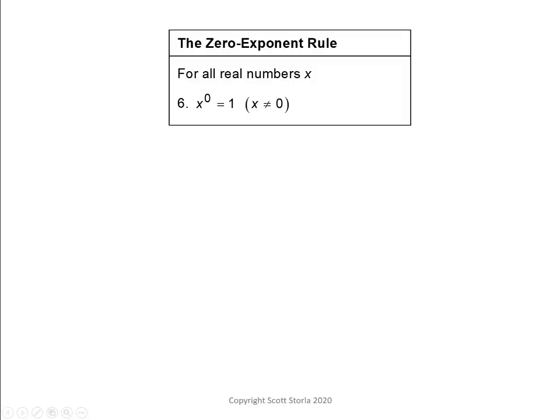Now let's look at a rule that people at first find pretty confusing. That is, if your base has an exponent of 0, you can replace that with the number 1. For instance, to simplify this expression, I can simply replace it with 1. See if you can do these 3.